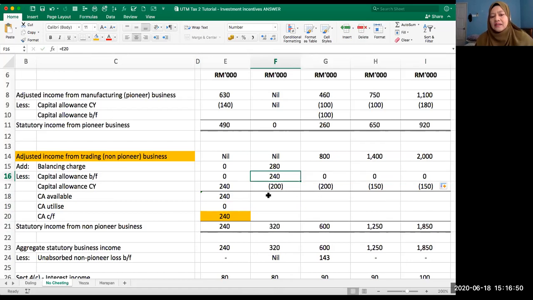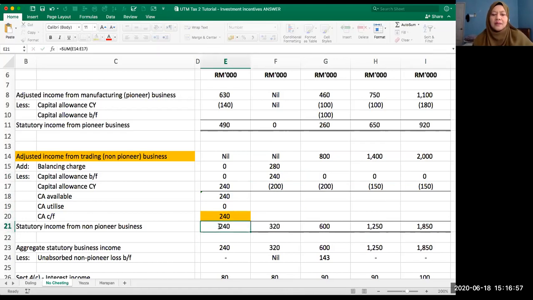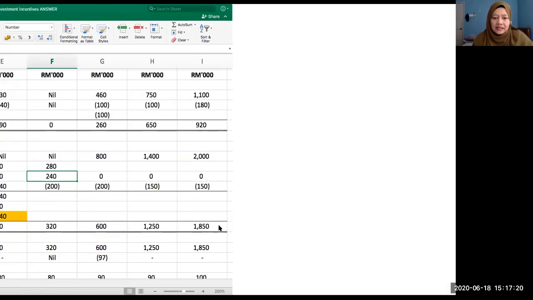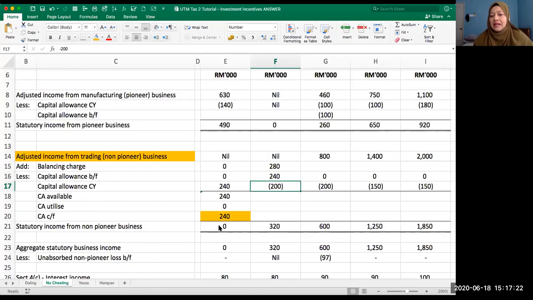So for second year, so ini sekarang ni 0 lah kat sini. Right? Why statutory income is 0? Sebab adjusted income 0 plus your minus CA tak ada, so sini 0. Okay. But second year, you have losses juga kan? Even though you have losses, so adjusted income is nil. But you have a balancing charge of 280. So that makes a difference because you have a brought forward figure of 240 and your current year CA is 200. So sini kat anda tak ada 200.